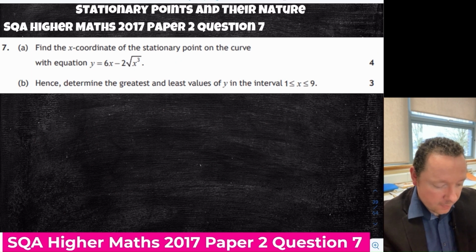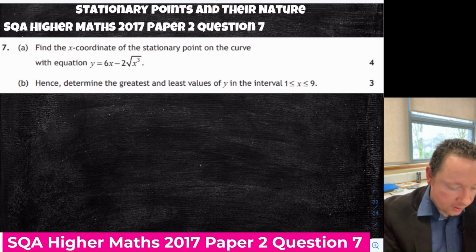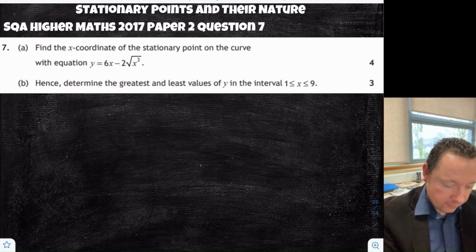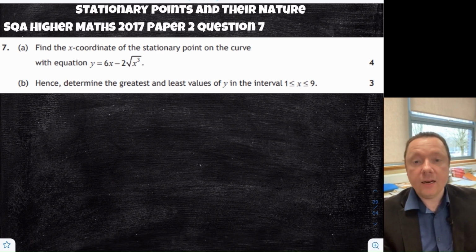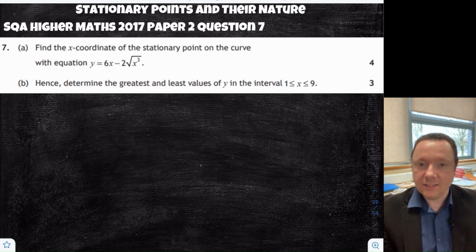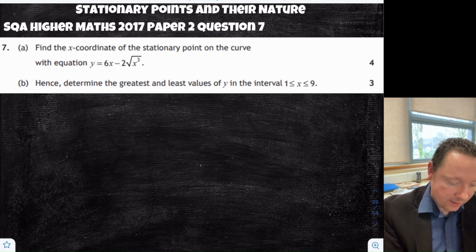On nature, SQA Higher Maths 2017, paper 2, question 7. Find the x-coordinate of the stationary point on the curve with equation y equals 6x minus 2 root x cubed. Then find the greatest and least values of y in the interval 1 is less than or equal to x and less than or equal to 9. So part A, stationary points occur when dy by dx is 0. So we need to get ready to differentiate.